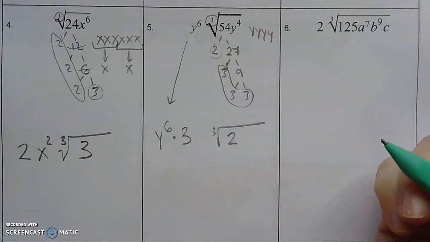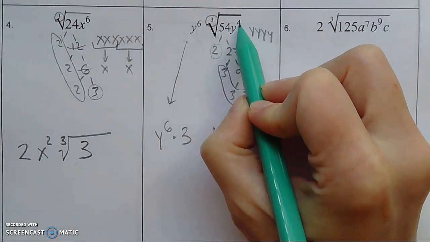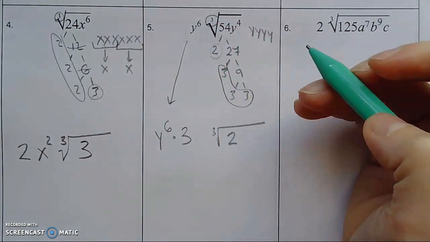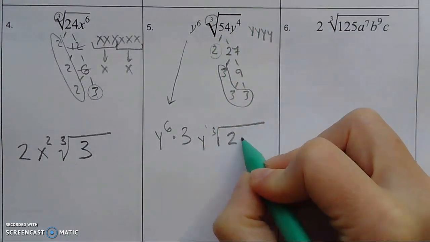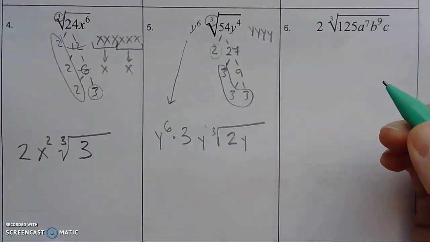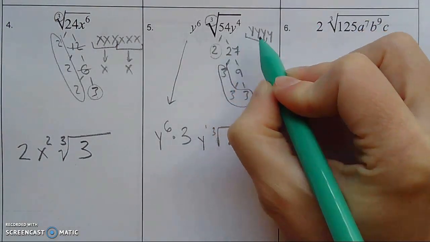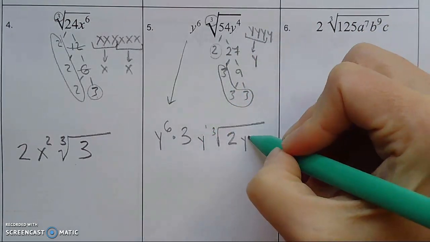Okay? Now variables. What you do is you ask yourself, how many times does this index go into the variable? How many times does 3 go into 4 evenly? It goes in perfectly 1 time with a remainder of 1. Because 3 times 1 is 3, plus 1 is 4. Also, if you broke it into groups, you'd pull out 1y, there's that guy, with 1 remainder.